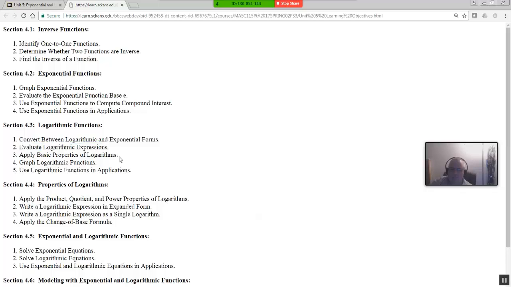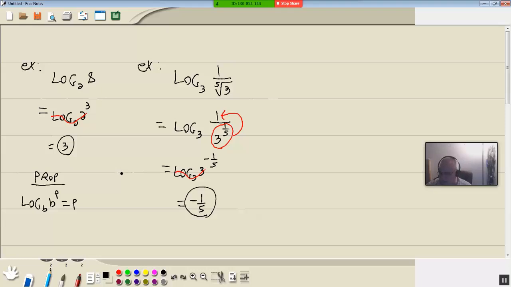Now that was actually applying the basic properties of logs also. Now to graph a log function. We're not going to look at the applications here, just in the interest of time.